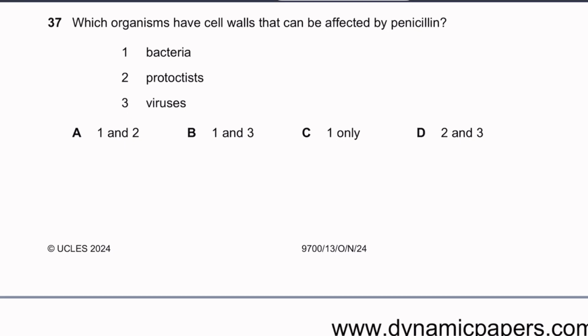Which organisms have cell walls that can be affected by penicillin? Protoctists, not bacteria, not viruses. Firstly, bacteria have peptidoglycan cell walls, and penicillin only affects peptidoglycan cell walls. Protoctists have cells not made of peptidoglycan, I believe, and viruses definitely do not have any cell walls, so it's just one.